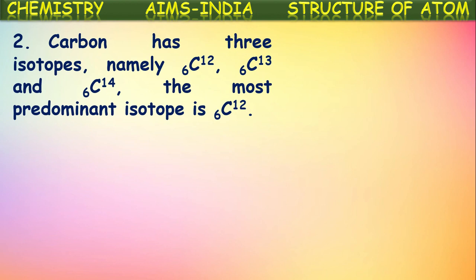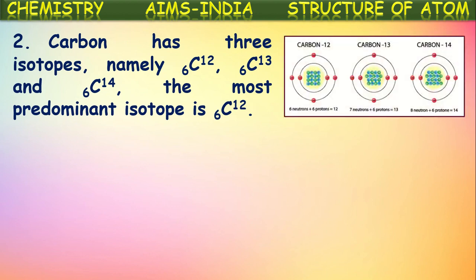If we take carbon, carbon also has three isotopes, namely carbon 12, carbon 13, and carbon 14. The most predominant isotope, meaning the mostly existing isotope, is carbon 12. The remaining two, carbon 13 and carbon 14, exist in rare quantities. These three are the isotopes of carbon.